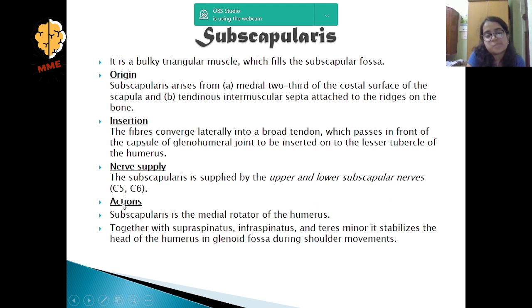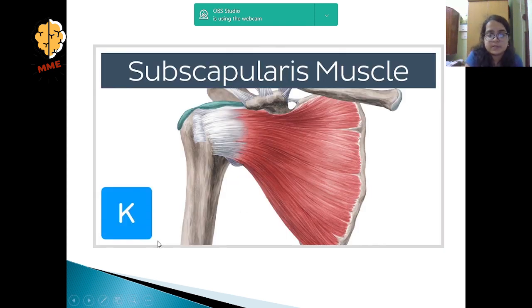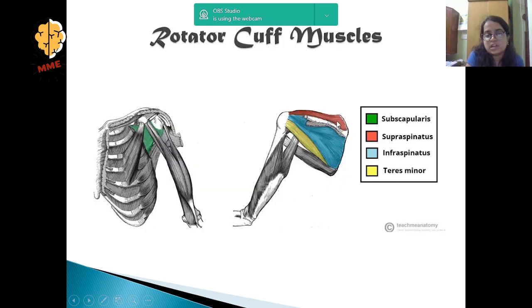Okay. Action: subscapularis is the medial rotator of the humerus, and together with supraspinatus, infraspinatus, and teres minor, it forms the rotator musculotendinous cuff, and it helps in providing stability or support to the shoulder joint and holding the head of the humerus in the glenoid fossa during shoulder movements. This is the subscapularis muscle. This is its insertion in the lesser tubercle. Its origin is from the costal surface of the scapula. These are the rotator cuff muscles. This is the subscapularis, supraspinatus, infraspinatus, teres minor.